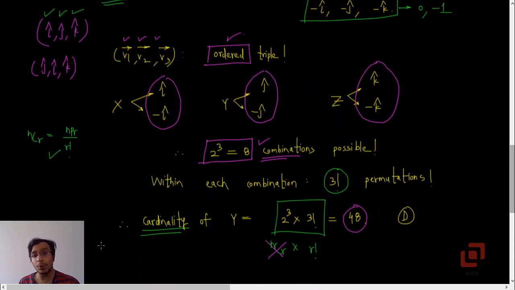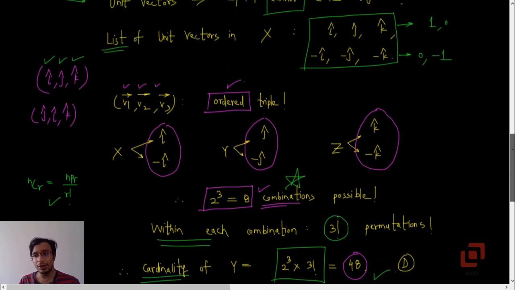So there are these three sets, and in addition the other thing is regarding the counting, combinations and permutations. We observed that there will be 8 combinations possible, i minus i, j minus j, k minus k, very much like the Bernoulli trial or truth tables. Then we had to multiply that by the total number of permutations within each combination, that is 3 factorial. So the cardinality of Y, or the total number of elements in Y, will be 2 cube into 3 factorial, or 48.